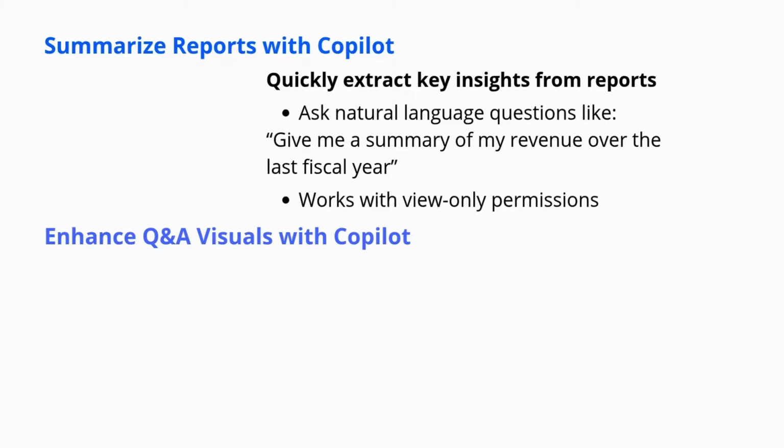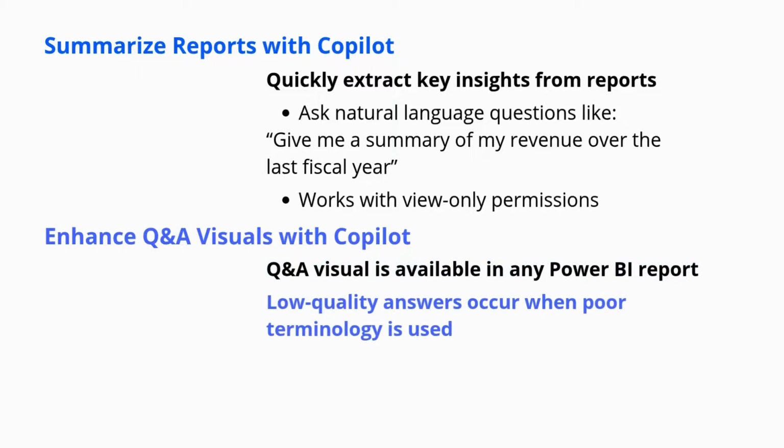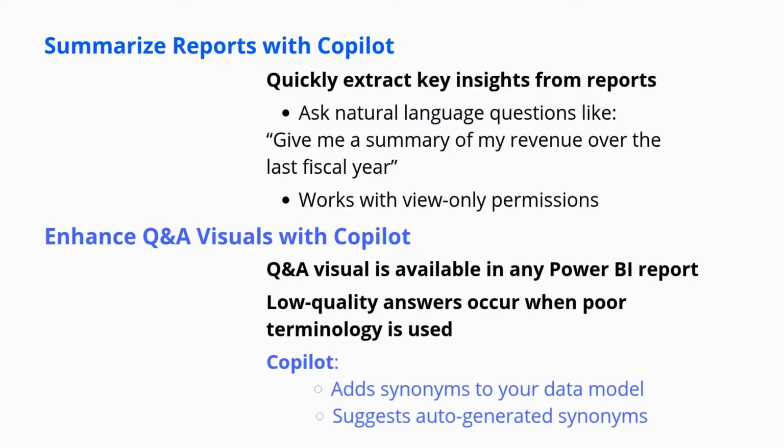Enhance Q&A with Copilot in Power BI. The Q&A visual is available for any Power BI report. It can produce low-quality answers if users do not use good terms. Copilot in Power BI adds synonyms for data in your model. It suggests automatically generated synonyms, giving a greater chance at a good Q&A experience for your users.